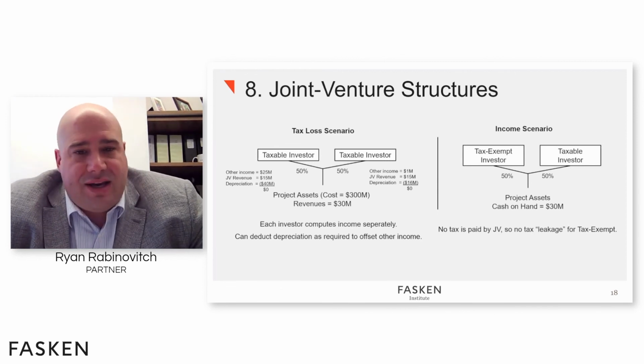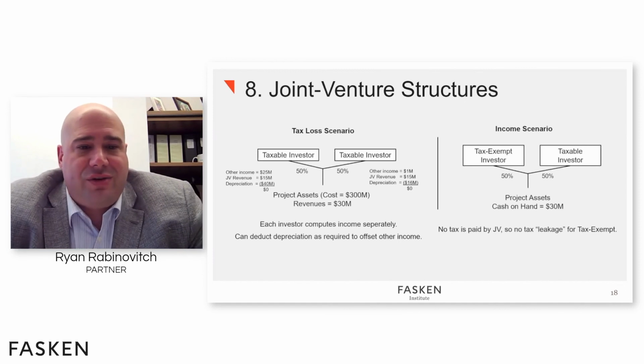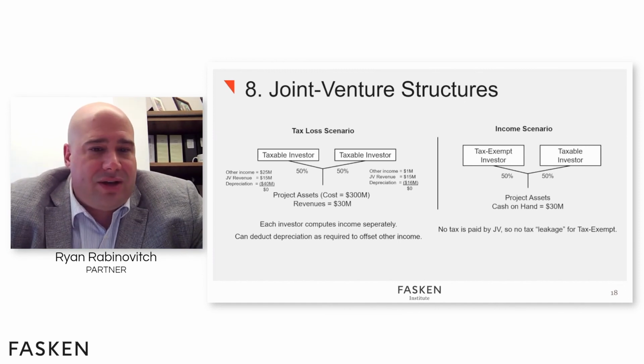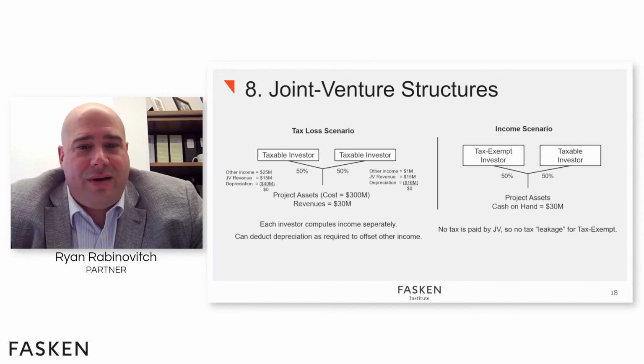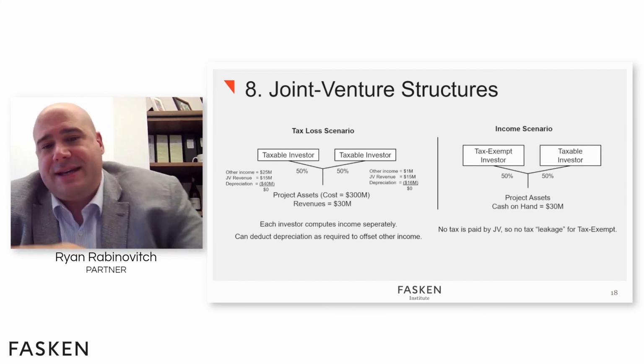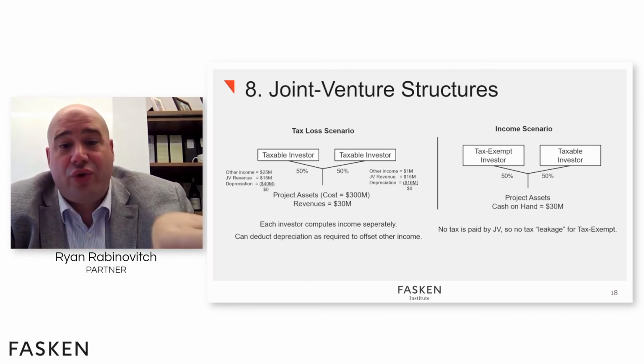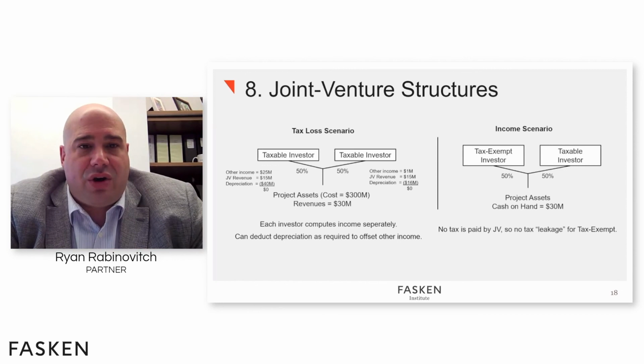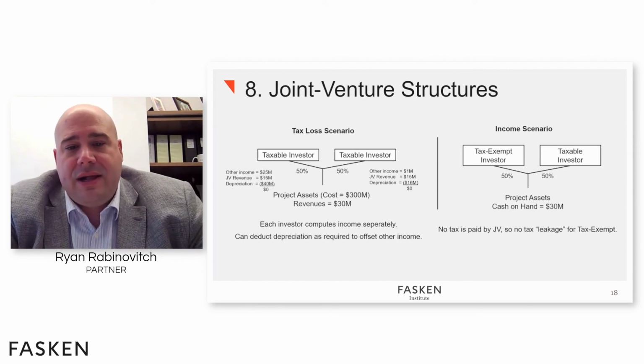And you could see that, as I said before, one taxable investor might need $40 million of depreciation because they have other income, and one taxable investor might only need $16 million of depreciation. So one can take 16, one can take 40. We don't have to agree on how much depreciation we're all going to take. Everyone takes what they need.